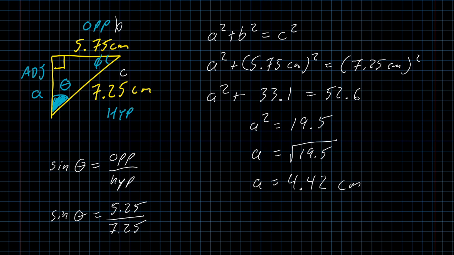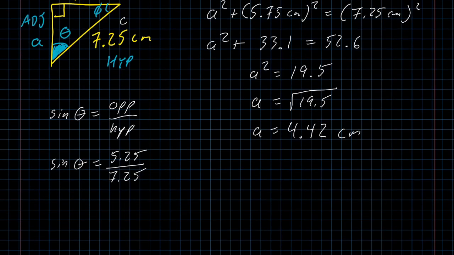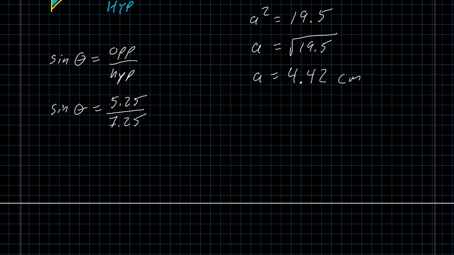And yeah, I could divide that, but I'm going to leave it as that because it's going to actually make things easier on me. I also kind of dropped off the units. 5.25 is in centimeters, 7.25 is in centimeters. The centimeters between numerator and denominator have canceled each other out. This is actually a unitless quantity.